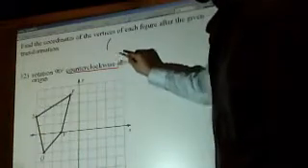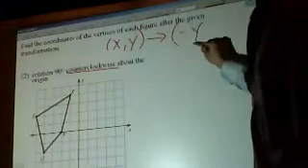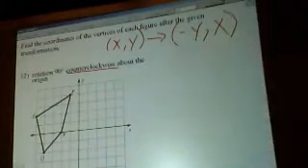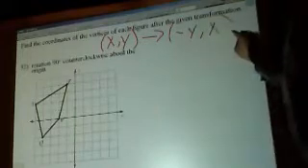So, when you go counterclockwise, notice it's a totally different rule. You're going to go (x, y) turns into (-y, x), okay? So I got to click back a little bit. So one more time. Make it a little bigger. So there we go. (x, y) turns into (-y, x).